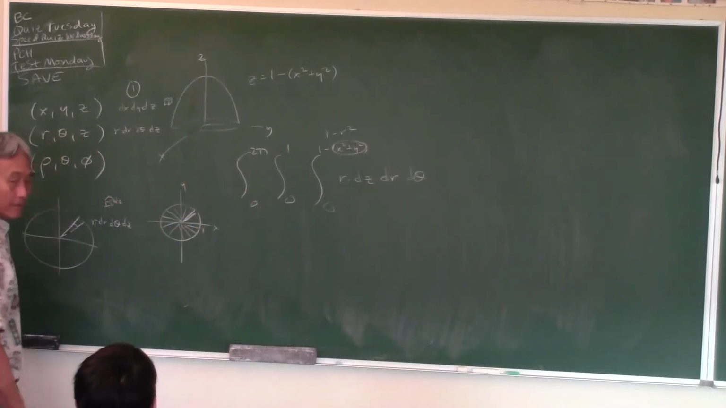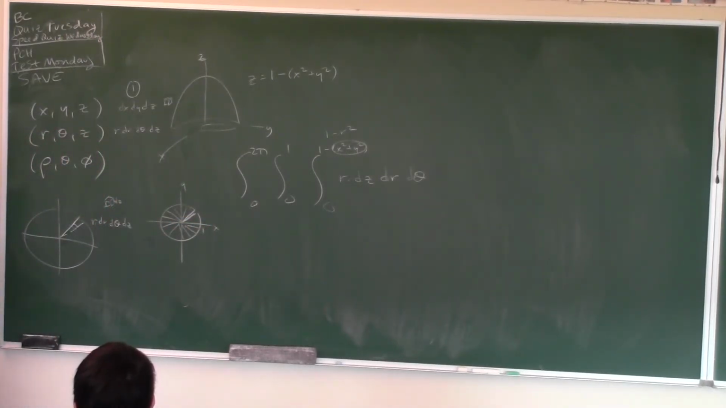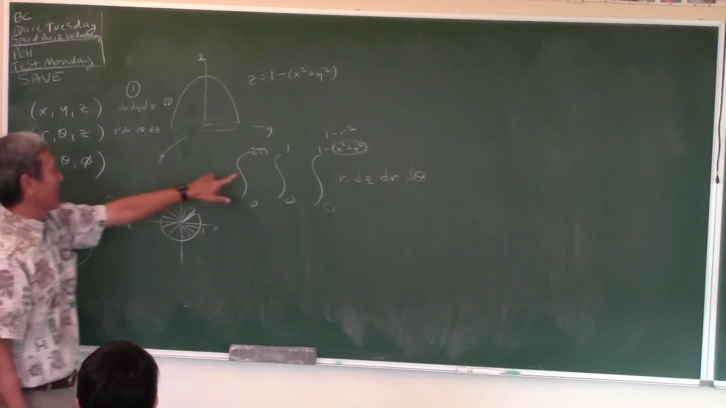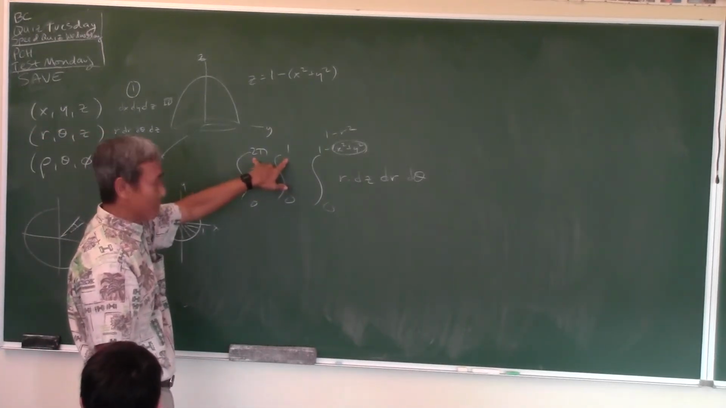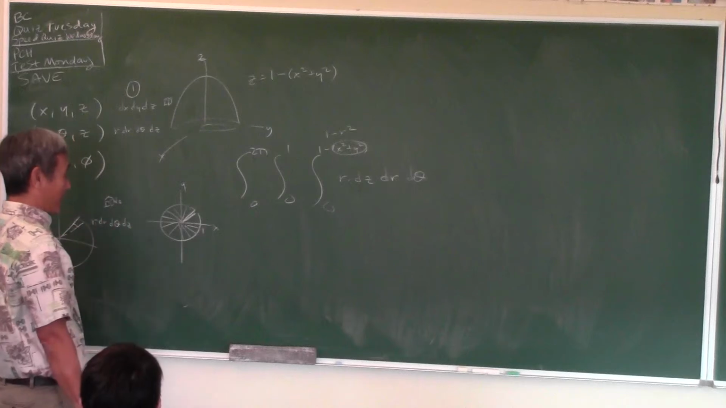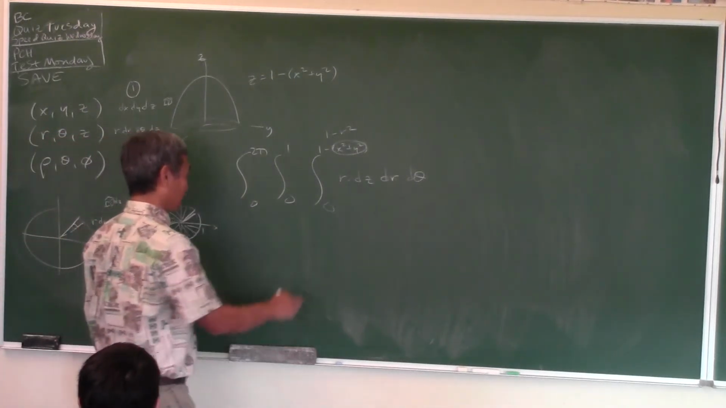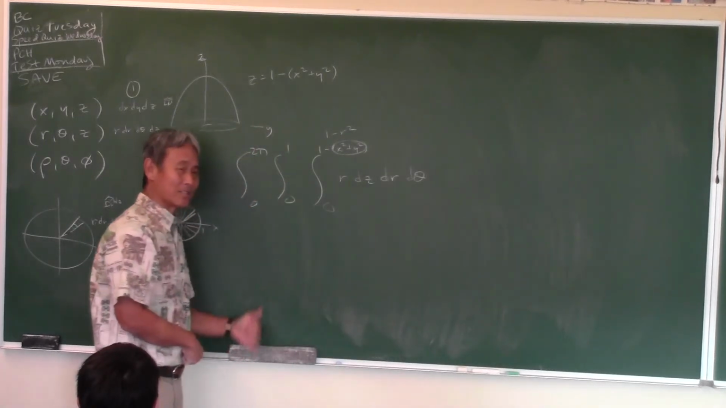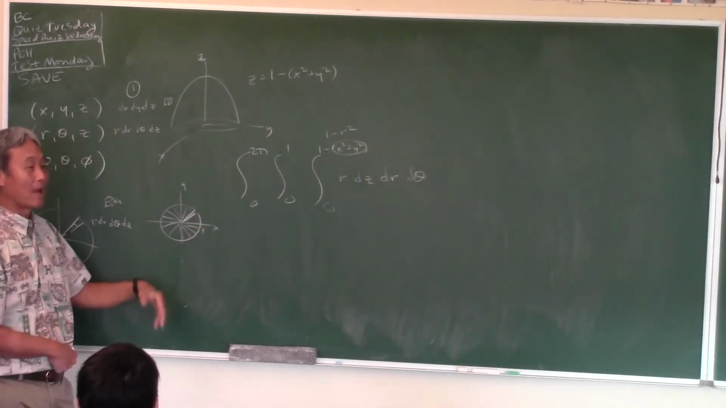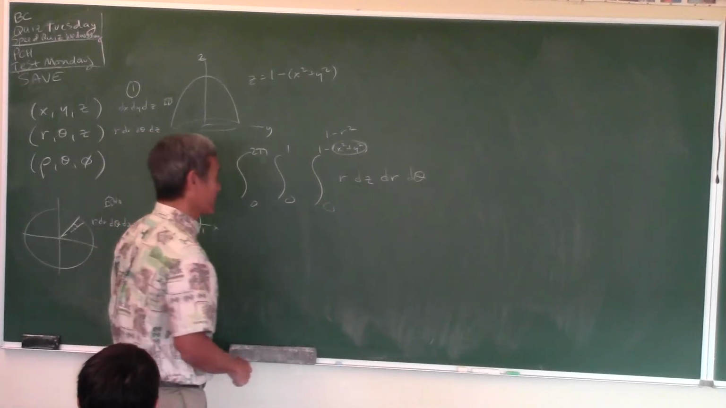But we could have done theta first and then r. Since both of these are constants, it doesn't matter which one you did first. Okay, so now all that matters is you compute. Did we do the centroid of this? You know what, after this we're gonna do the centroid for funsies.